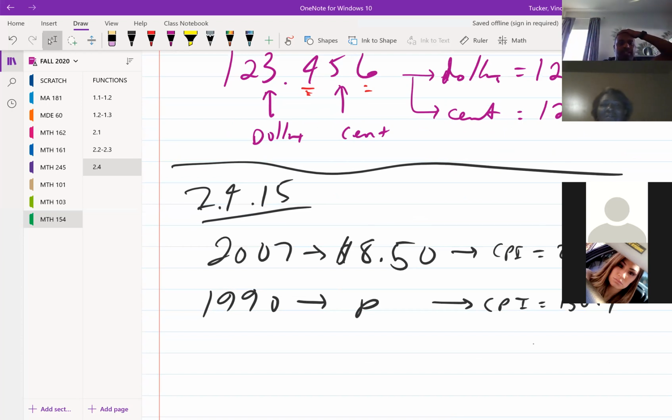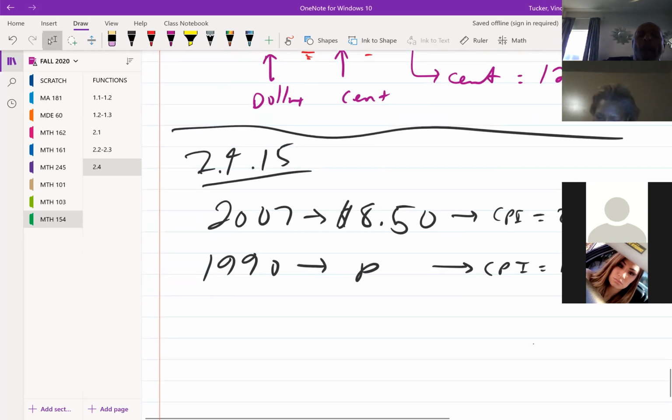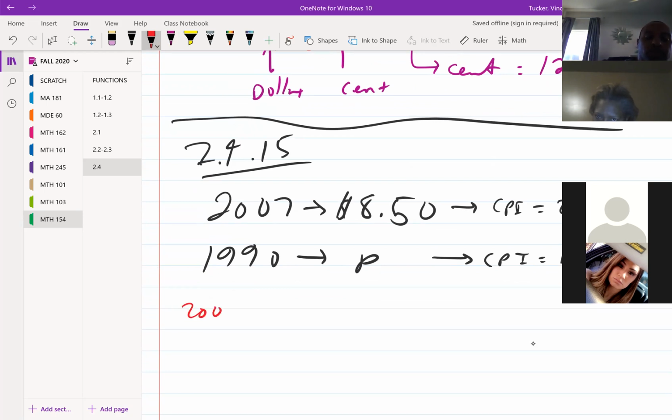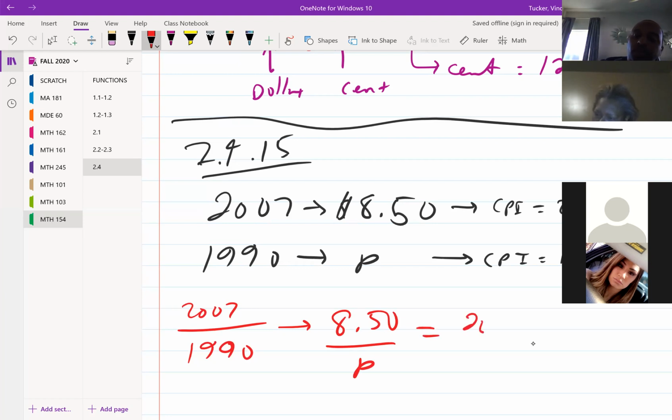All right, so that's where we're at. We have 2007, $8.50 is how much it costs to get into the movies. The CPI, remember we get that from the chart, is 207.3. For 1990, we want to know how much it costs, so that's going to be our variable, and our CPI is 130.7 in 1990. So take the 2007 information and place it over the 1990 information. There are a couple of other ways to set up these proportions; I'm just giving you a simple way of thinking about it. So 8.50 over P equal to 207.3 over 130.7.